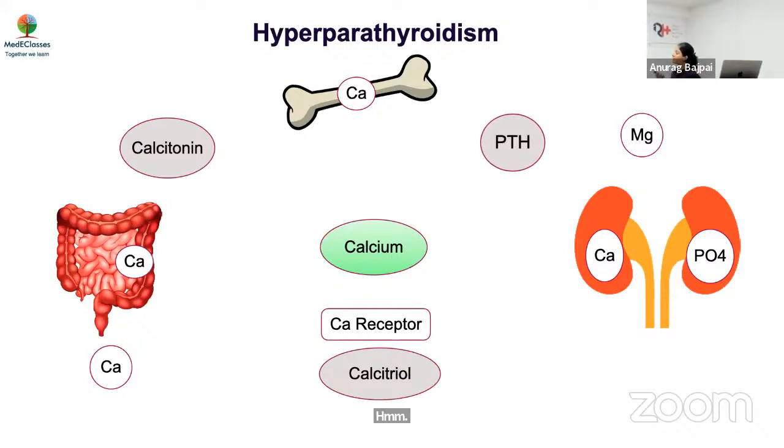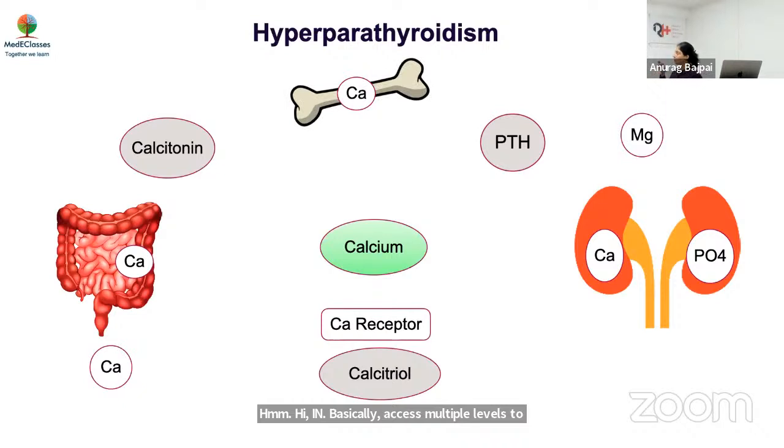Hyperparathyroidism basically acts at multiple levels to increase the blood calcium levels. From the bone, it will cause an increased bone turnover, thereby increasing the serum calcium levels. At the level of kidney, it will firstly increase the 1-alpha hydroxylase activity, which will increase calcium absorption from the gut, and at the same time, it will decrease calcium loss in the urine.